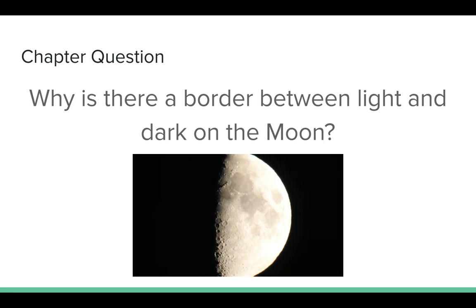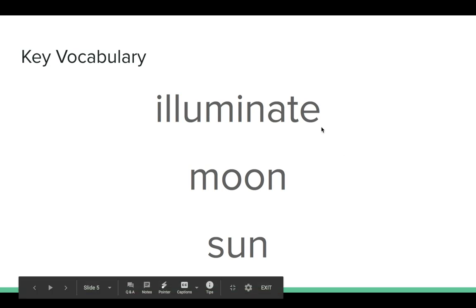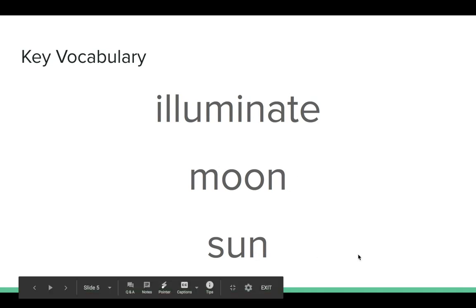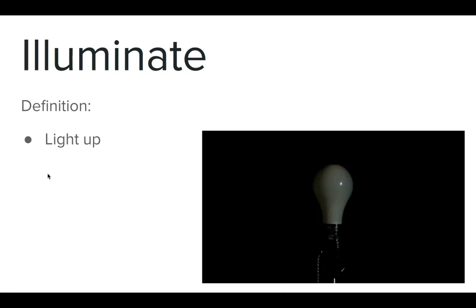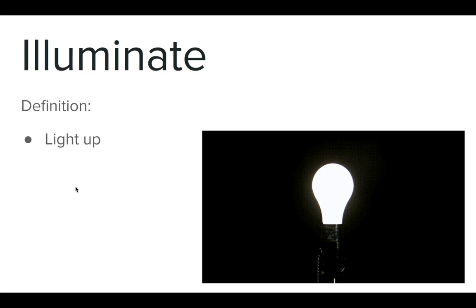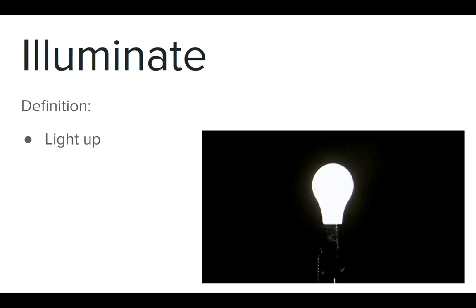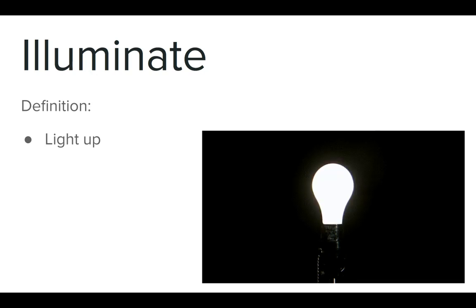We're going to have some videos, and we're going to be answering that question this chapter. We have 3 key vocab words for this lesson: illuminate, moon, and sun. The definition of illuminate is light up. That's why I chose this video, because I think it perfectly represents what the word illuminate means. Illuminate means to light up.